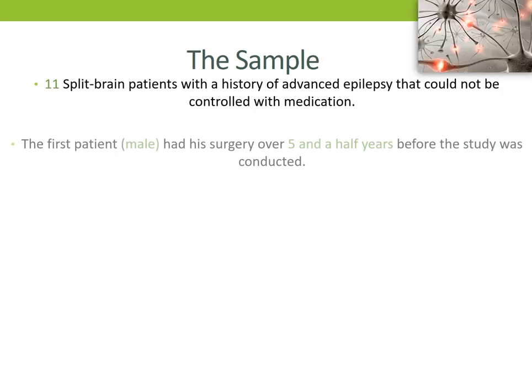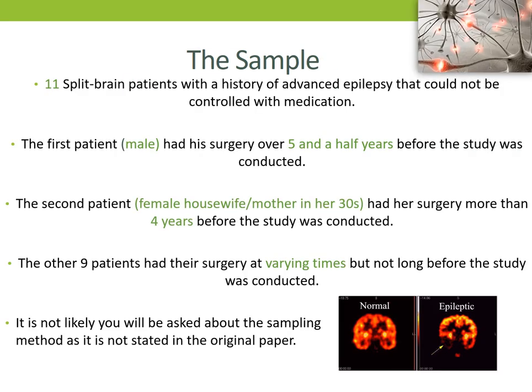Okay, so the sample, so who's in the study? It's 11 split brain patients with a history of advanced epilepsy that couldn't be controlled with medication. So they've all had medication, they've all tried to control their epilepsy in this way, still too severe, it's very advanced, and therefore they've had the split brain surgery.